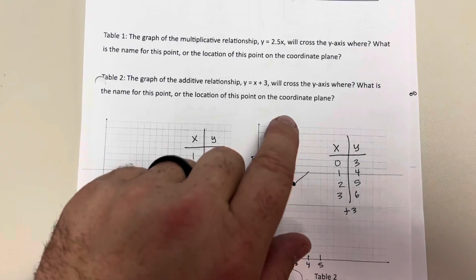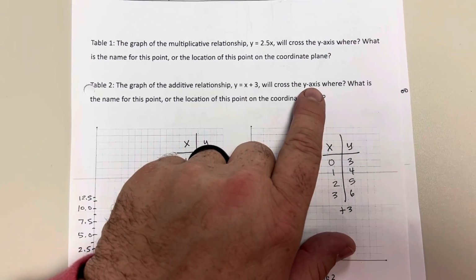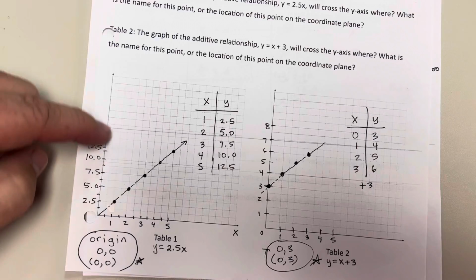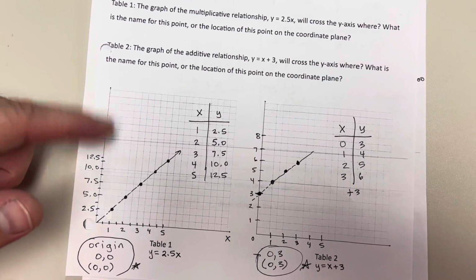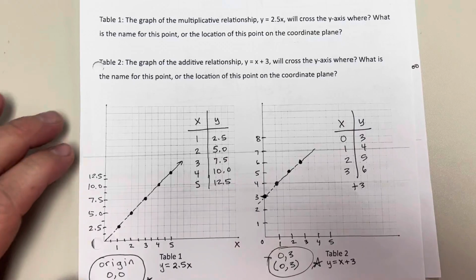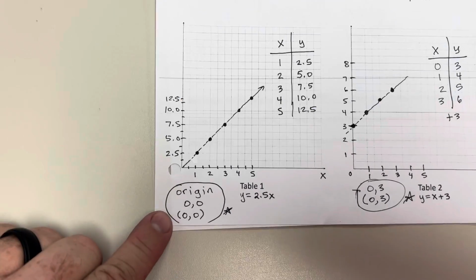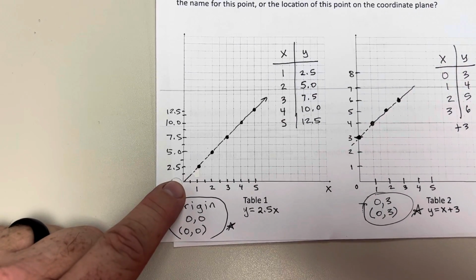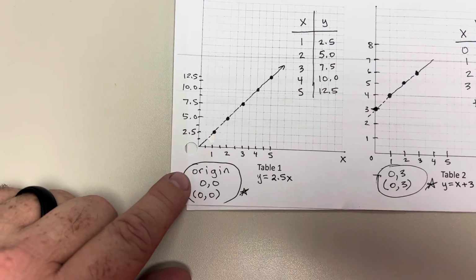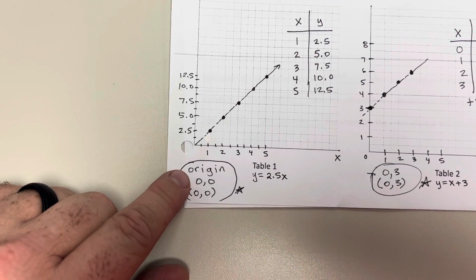The key here is that it's asking you where it crosses the y-axis. Again, the y-axis is the one moving up and down. So where does that line that's created by these points cross the y-axis? Well, in this one, it crosses at the origin. It crosses at 0, 0, where x is 0 and y is 0. So here are the options for what you could type in here.